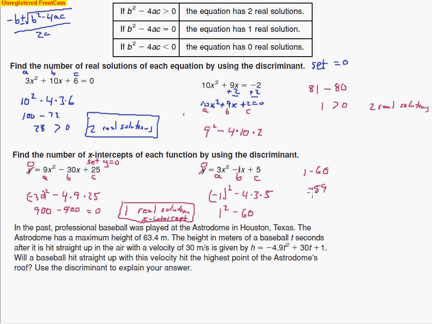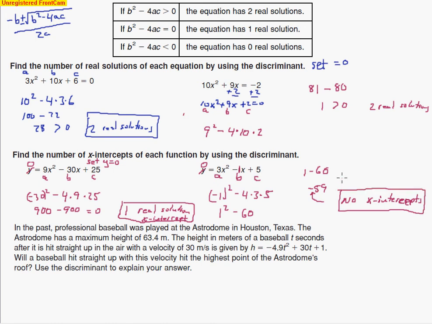So whenever this is a negative number, the discriminant's negative, that means we have no x-intercepts. It means that the graph, if we were to graph this, it just wouldn't cross the x-axis. So that's what that means, no x-intercepts. So those are some of the problems you'll see.